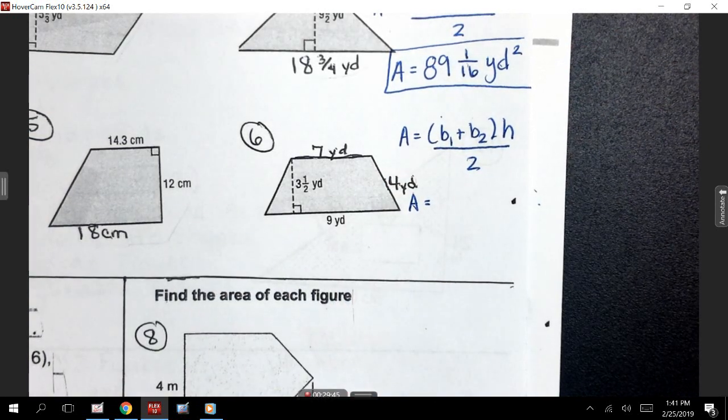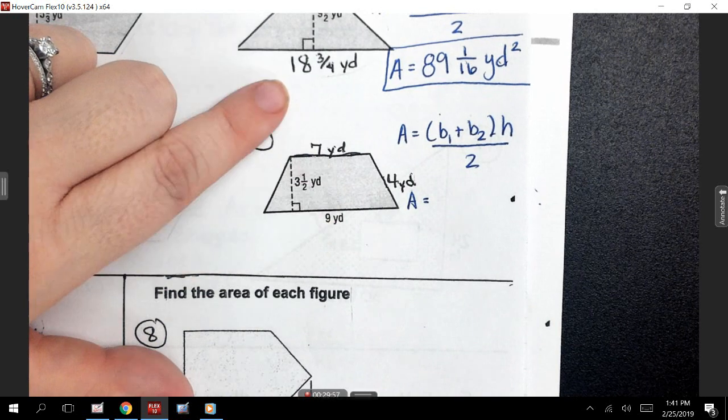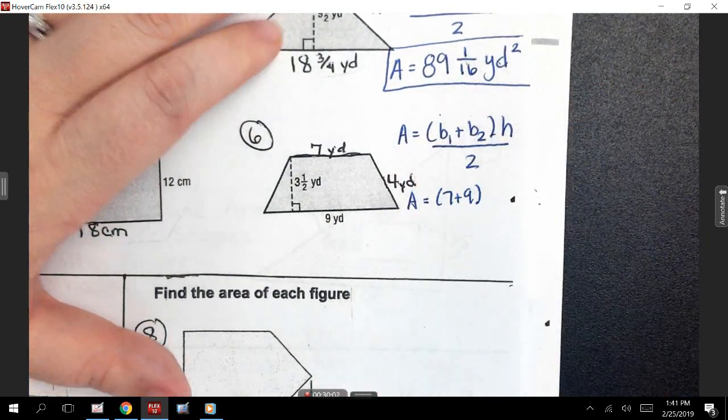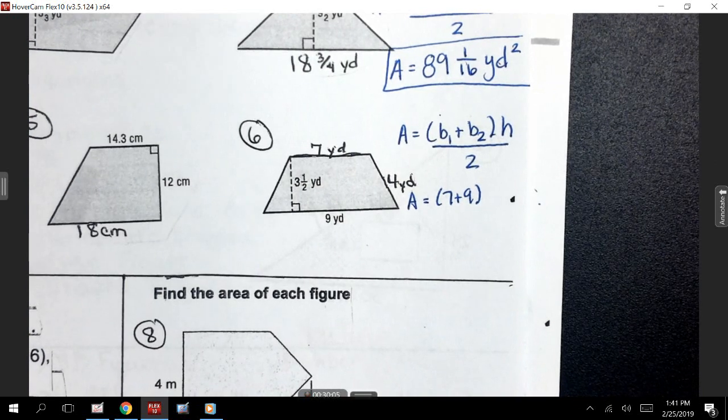What are my base one, B1 and B2? Guys, B and B match, so I need to pick the lines that match. Which of those lines look like they are matching? The 7 and 9. Those are the ones going the same direction. So I'm going to do 7 plus 9. What is my height going to be here? Now this one's a little tricky. What is my height, Valentina?